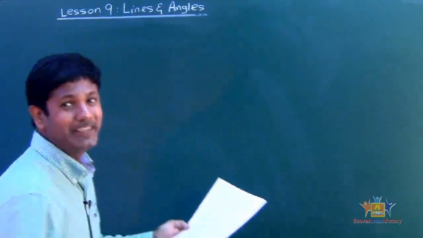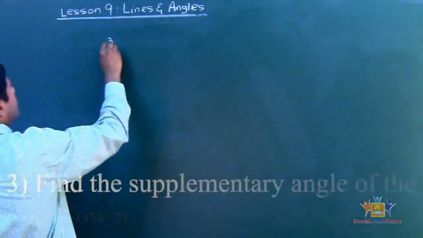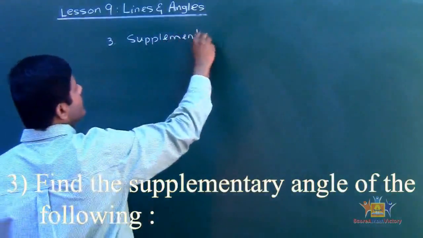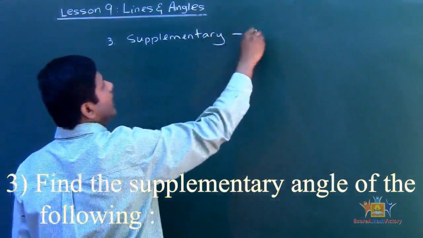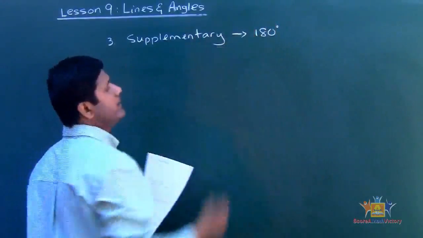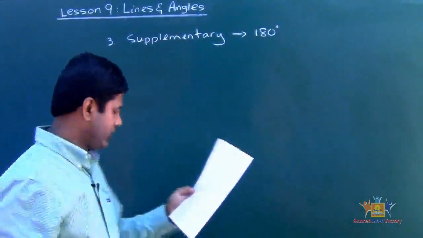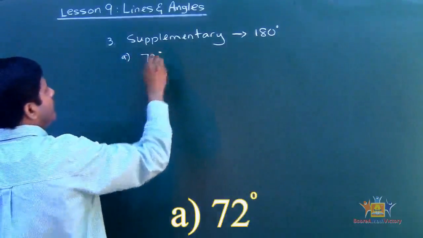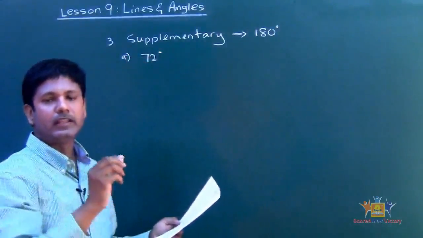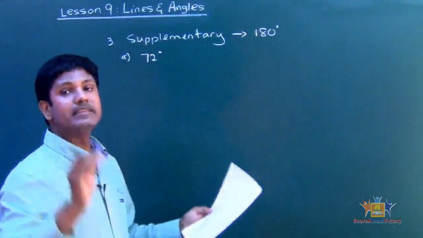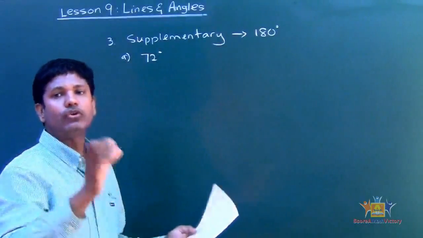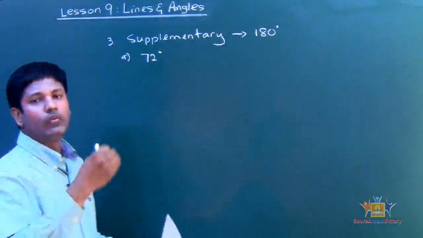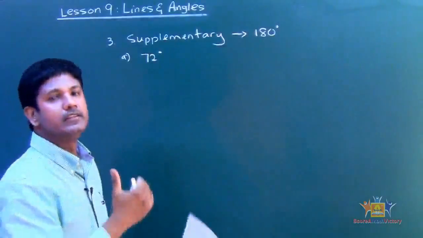Alright, my dear students. Problem number 3. We're dealing with supplementary. So the moment you see the word supplementary, you're dealing with 180 degrees. You're given 72 degrees. I want to find the supplementary to 72. That means I'm taking 180 minus 72, because the total should be 180, so the supplementary to 72 would be 180 minus 72.